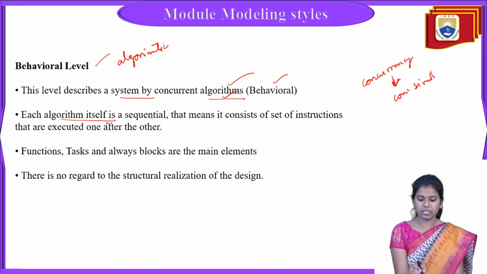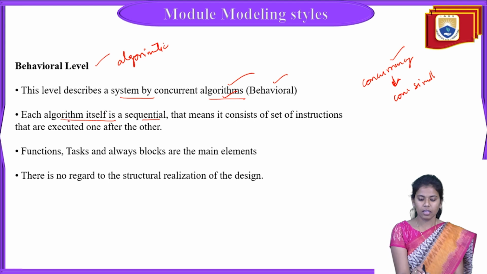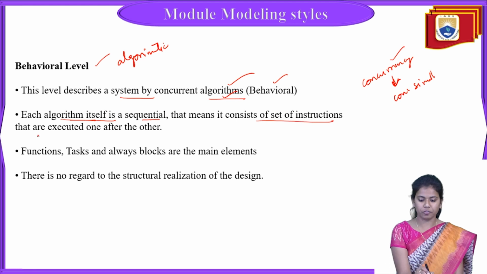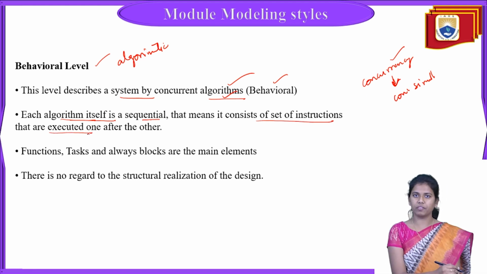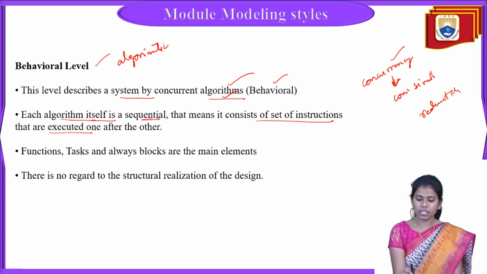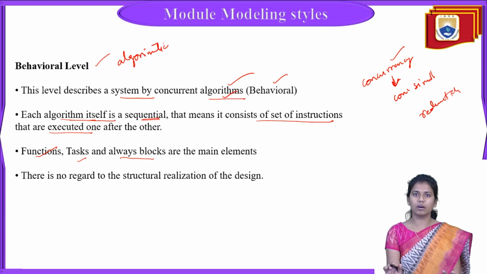And each algorithm itself is sequential. As we are achieving the concurrency, each algorithm is sequential, which means it consists of a set of instructions that are executed one after the other. So here you cannot see redundancy, but we can achieve a sequential model of executing the algorithms one after the other. And this behavioral level consists of functions, tasks, and always blocks. These are the main elements that we can see in the behavioral level.